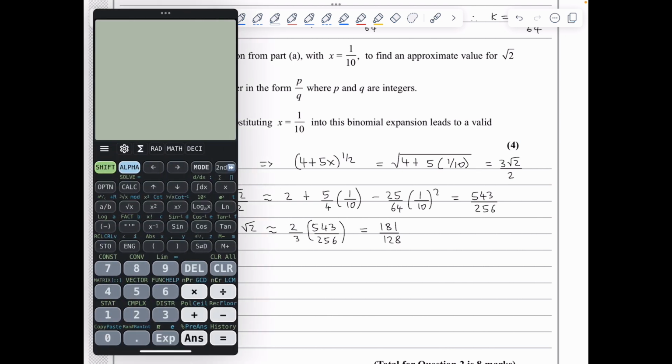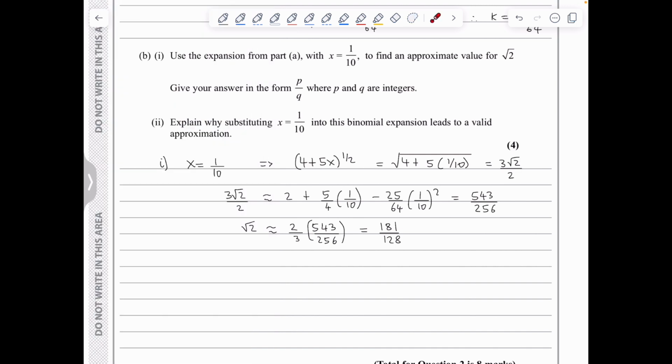So if I get my calculator and I take the value of 181 over 128 as shown here and I square it, I expect to get something close to 2 because I'm estimating the square root of 2. So I can see on the calculator 1.999572, etc. So this is a really good sign in favor of this being the correct answer.